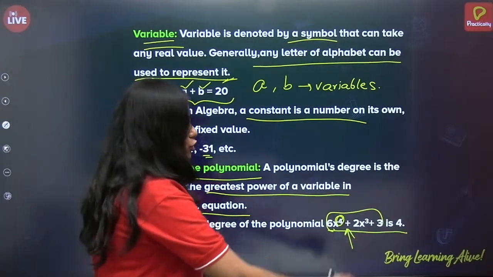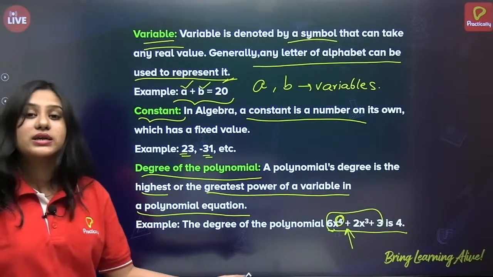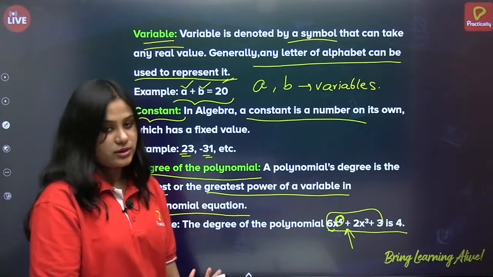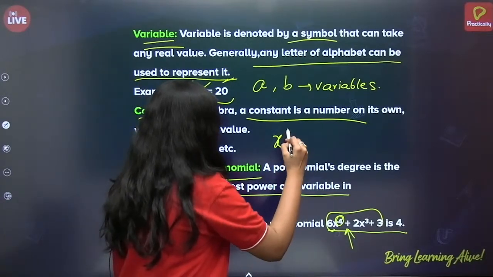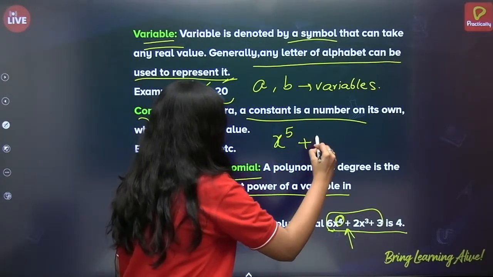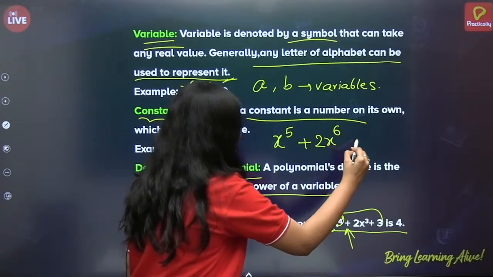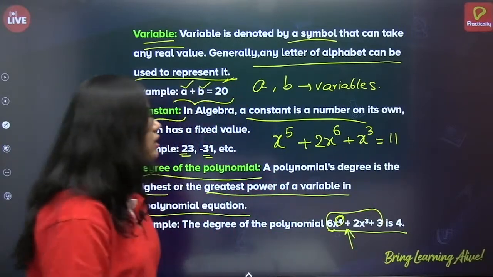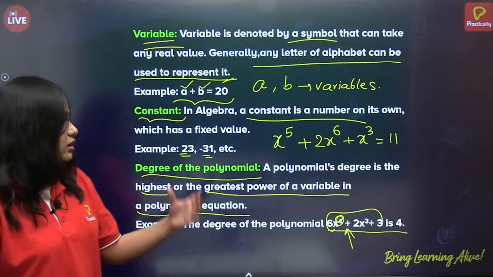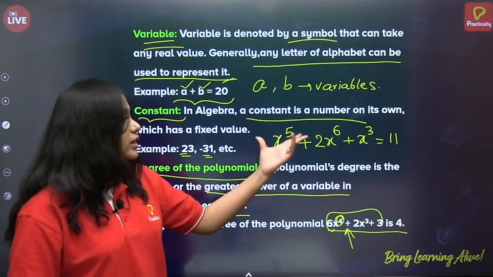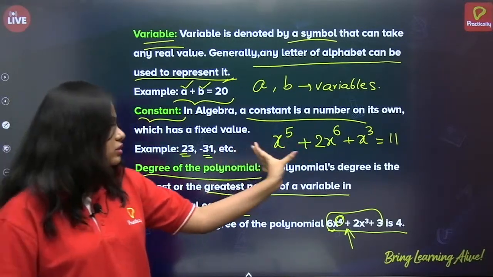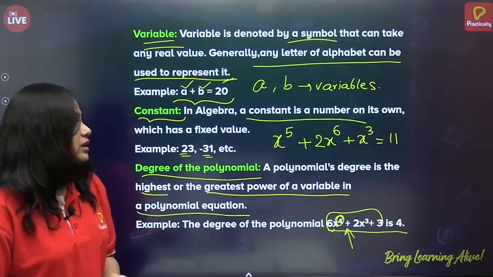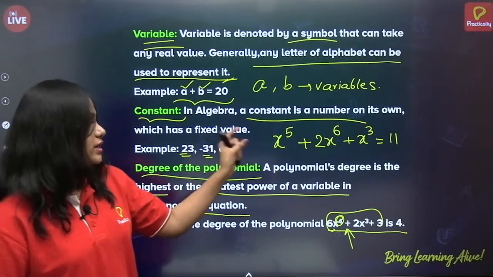So what is this? The degree of the given polynomial is 4. Now, let me give you another example. Suppose I take x power 5 plus 2x power 6 plus x cube is equal to 11. Now, in this given equation, what is the degree of the given equation? Can anyone tell me? Comment in the answers what is the degree?